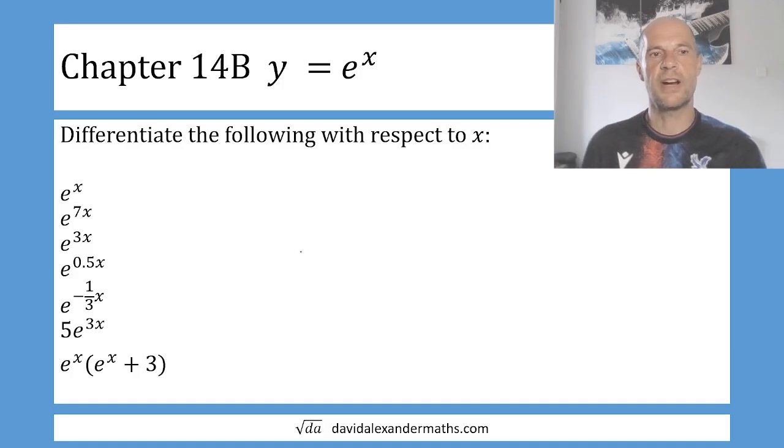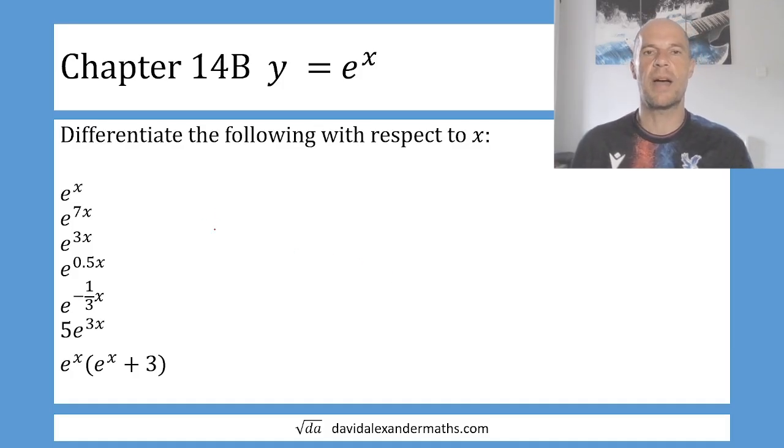Okay, now we're just differentiating. One of the weird things about e to the x is it is its own derivative. So if y is e to the x, dy by dx is also e to the x. So the function e to the x is the same as its gradient function. Now when you've got e to the 7x, it's going to be e to the power of 7x multiplied by the derivative of 7x, which is times by 7. So that becomes 7e to the 7x.